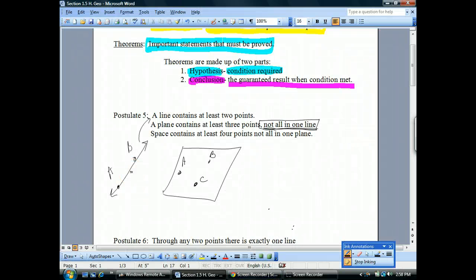Okay, and the third statement says space contains at least 4 points, not all in one plane. So when we're talking about space, which is a three-dimensional idea, we have to have at least 4 points. So here's point A, B, C, and point D is down here. It's not in the same plane as A, B, and C. So we have to have that situation.